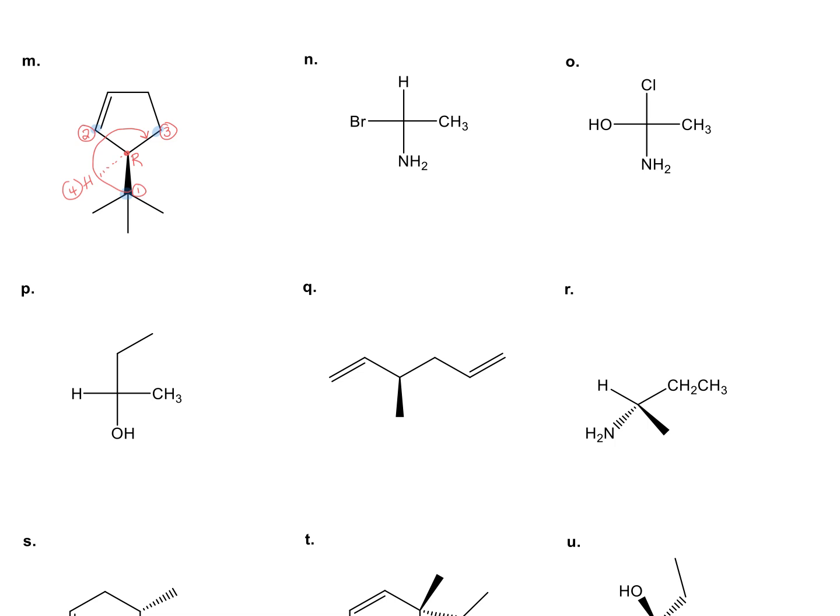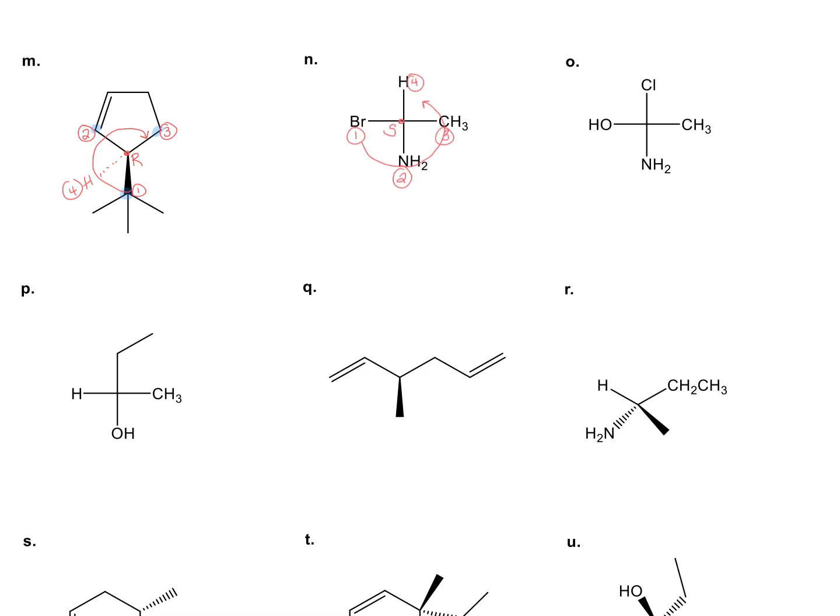Letter N is a Fisher projection. So bromine is 1, NH2 is 2, this group is 3, and our lowest priority group is the hydrogen. Remember, with the Fisher projection, if it's on the horizontal, it's in the front. If it's on the vertical, it's in the back. So in this case, our low priority group is in the back, so our answer is what it is. It's going counterclockwise. It should be S.